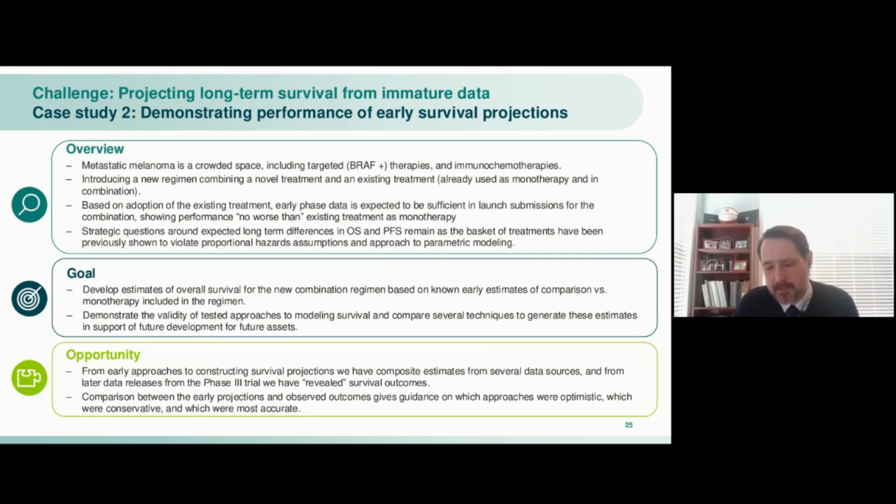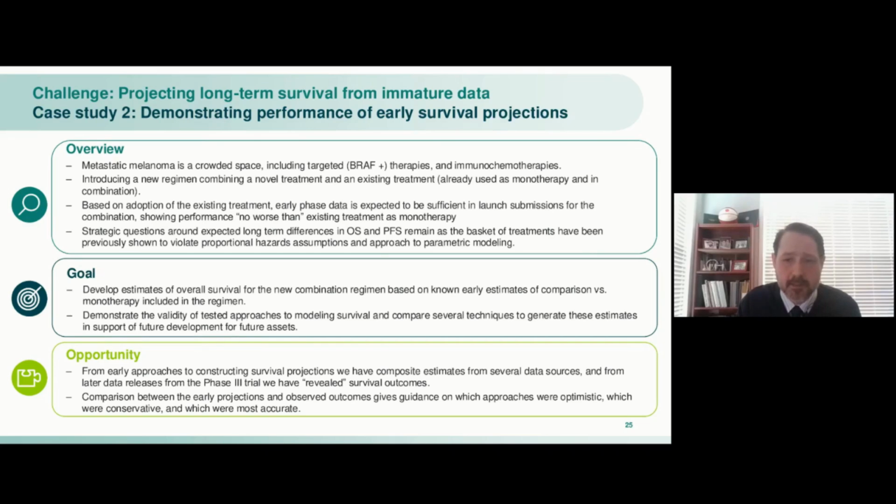So in the second case study, we'll talk a little bit about other methods that we tested for early assessments of overall survival and early comparisons, and part of that strategic decision making, and the opportunity that we had, again, to follow on trial evolution to do a comparison of some of those early methods to the observed data.